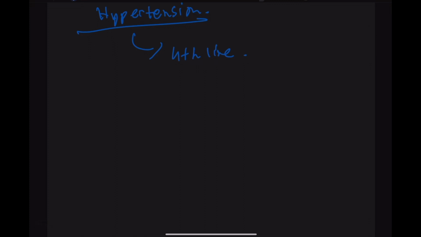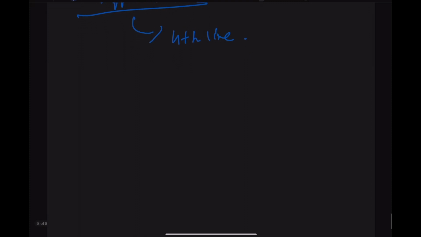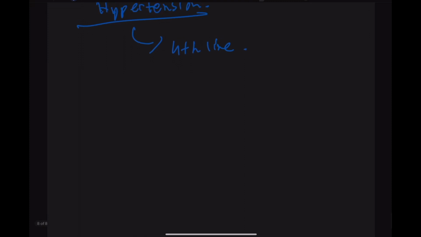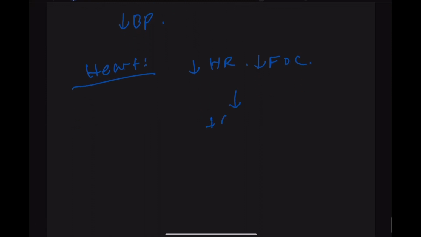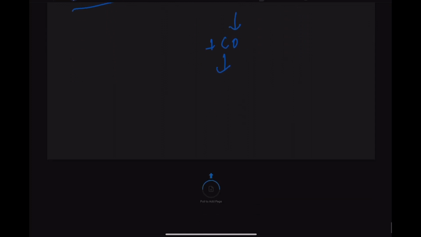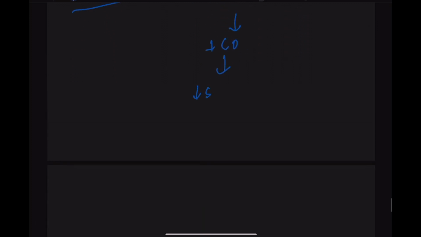And nowadays it is losing its popularity as an antihypertensive drug. But how do they actually decrease the blood pressure? We have to know that. Acting on the heart, we know that it decreases the heart rate, it decreases the force of contraction, and by this it decreases the cardiac output. And by decreasing the cardiac output, it decreases the systolic blood pressure, right?